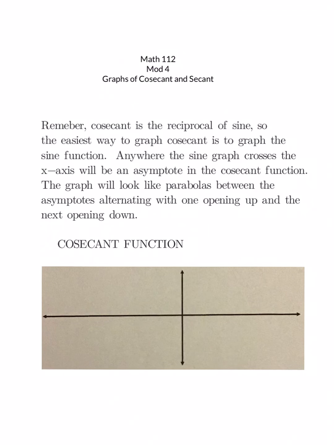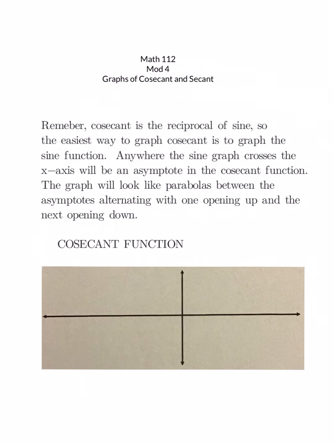In the last part of Mod 4, we graph the secant and the cosecant. Remember that cosecant is the reciprocal of sine. So the easiest way for us to graph the cosecant is to go ahead and graph the sine function. Anywhere that the sine graph crosses the x-axis will be an asymptote in the cosecant function. Then the graph of the cosecant function will look like parabolas where one opens up and the next one opens down between the asymptotes that you have found.